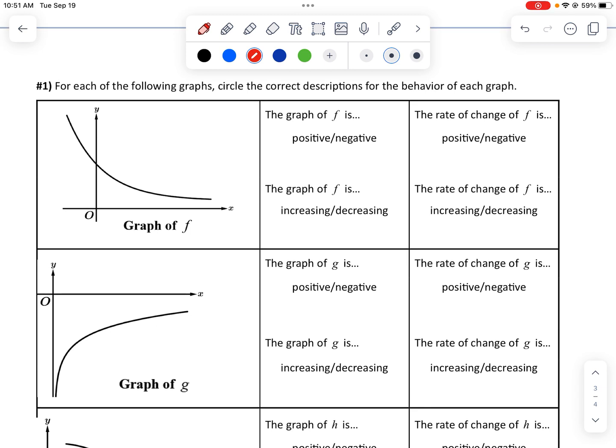So if we take a look at this, the graph itself, well, the graph is positive. The rate of change is negative. The graph itself is decreasing, and the rate of change is becoming less. It's increasing because it's getting closer to 0. It's going from like -5, -4. It's flattening out, so the rate of change is decreasing.